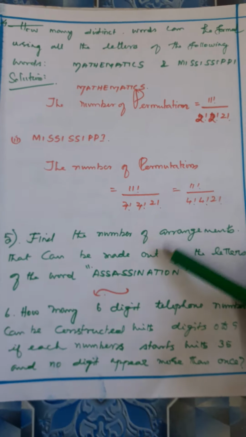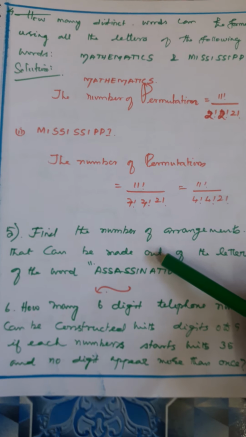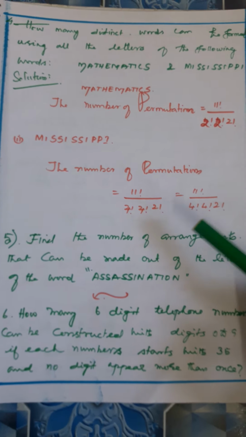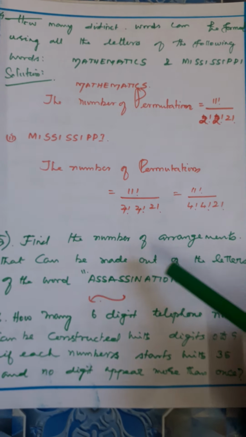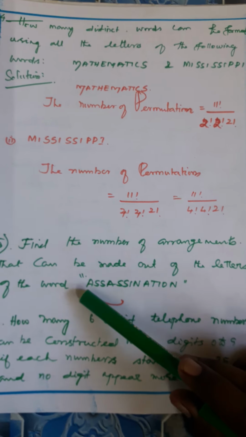Our fifth one is a question you have to do yourself. Find the number of arrangements that can be made out of the letters of the word assassination, right? So you can do it yourself in the same way. Now one more question is an interesting one.